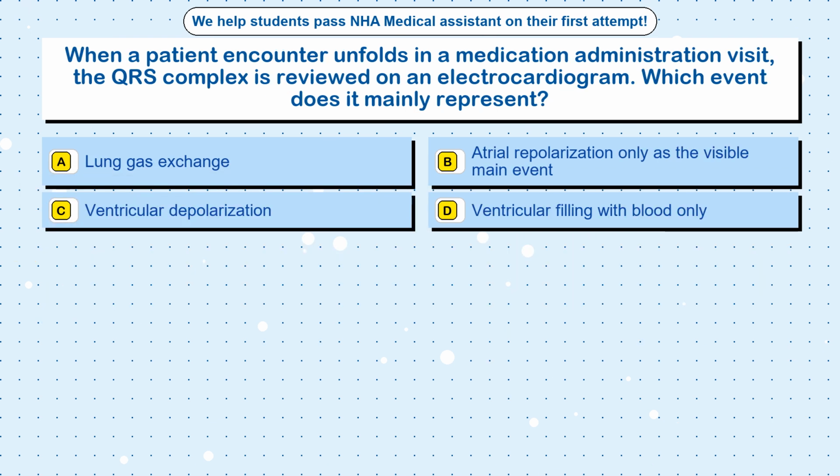Question 51. When a patient encounter unfolds in a medication administration visit, the QRS complex is reviewed on an electrocardiogram. Which event does it mainly represent? Option A, lung gas exchange. Option B, atrial repolarization only as the visible main event. Option C, ventricular depolarization. Option D, ventricular filling with blood only.